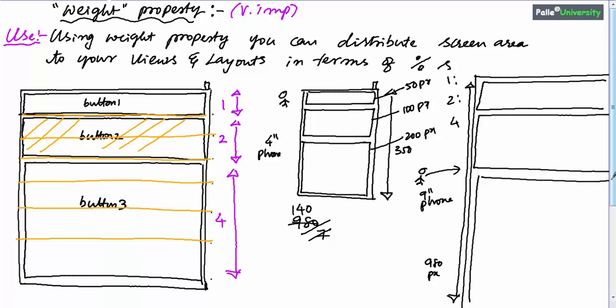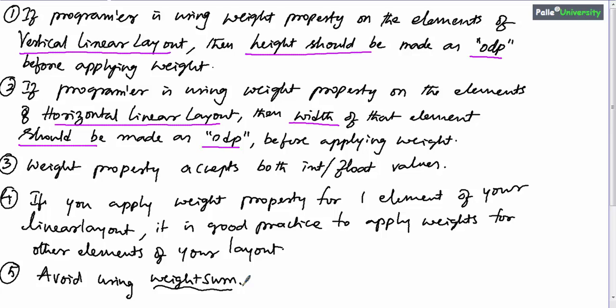Before understanding how to use this weight property, let me make some important notes about it. First note is, if the programmer is using weight property on the elements of a vertical linear layout, then height should be made as 0 dp before applying weight property. As of now, don't worry about the reason behind this. I will explain the reason later. As of now, blindly remember these rules. Second rule is, if the programmer is using weight property on the elements of a horizontal linear layout, then the width of that element should be made as 0 dp before applying weight property.